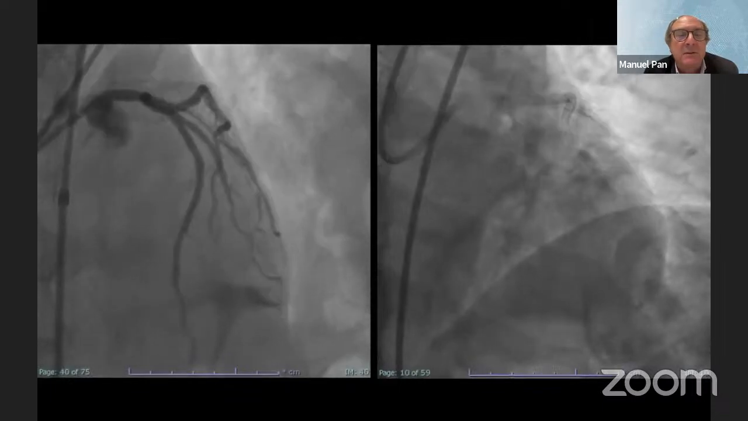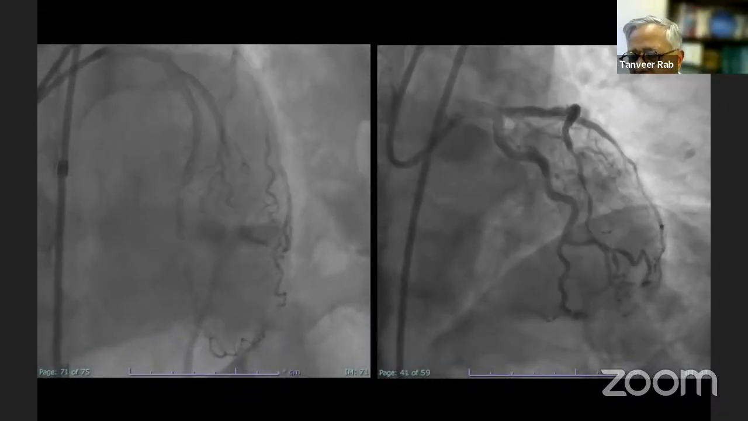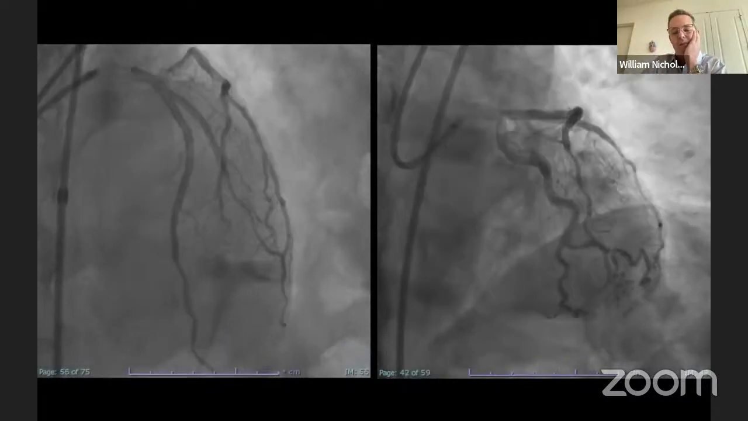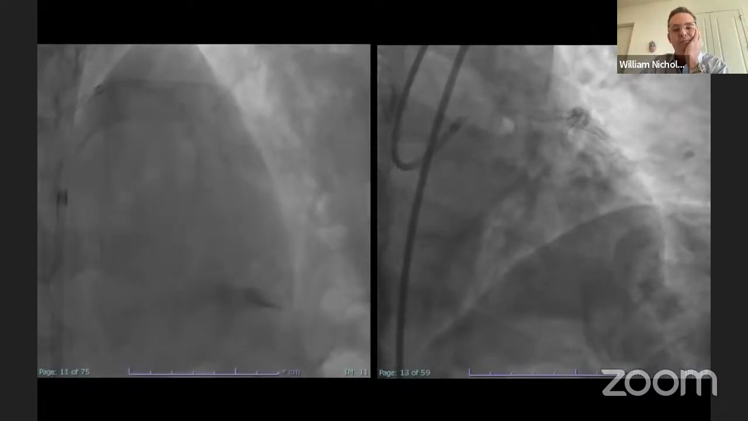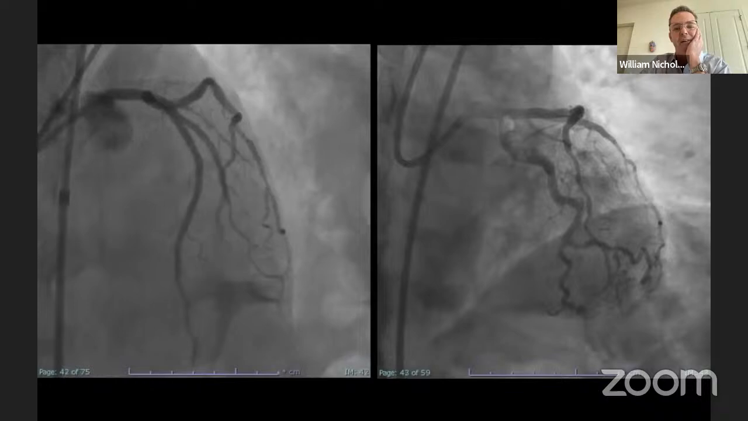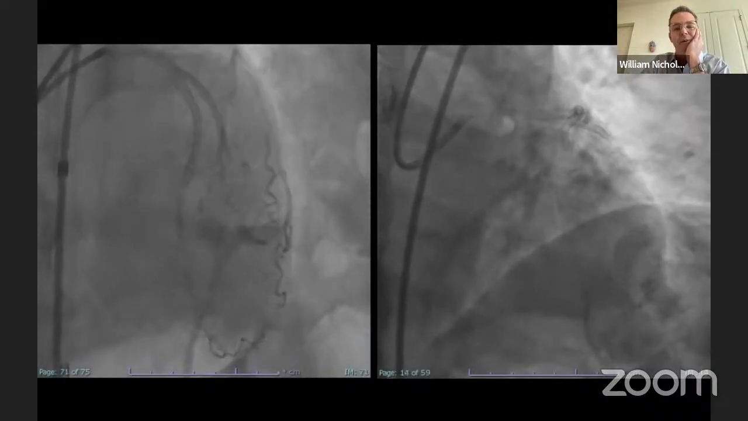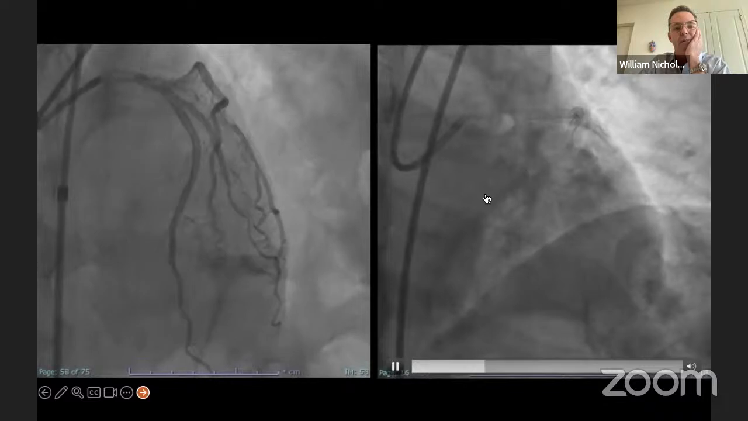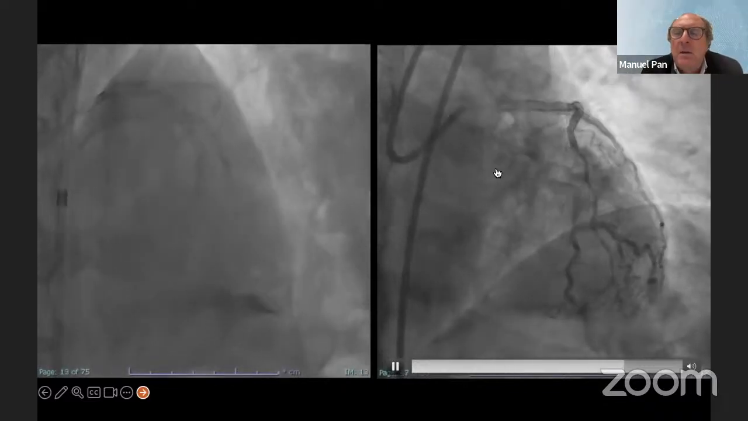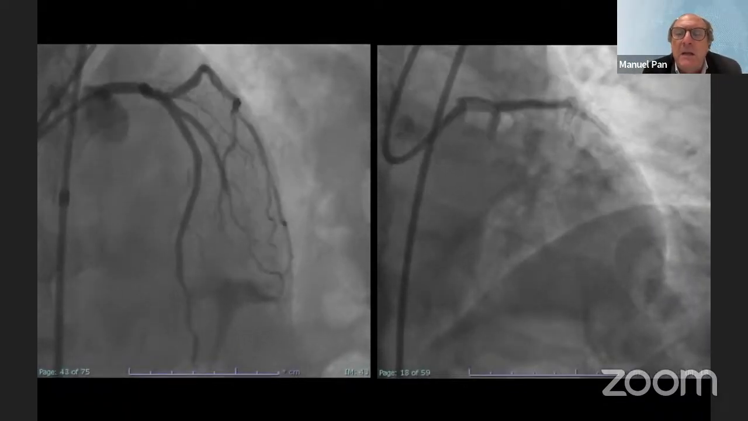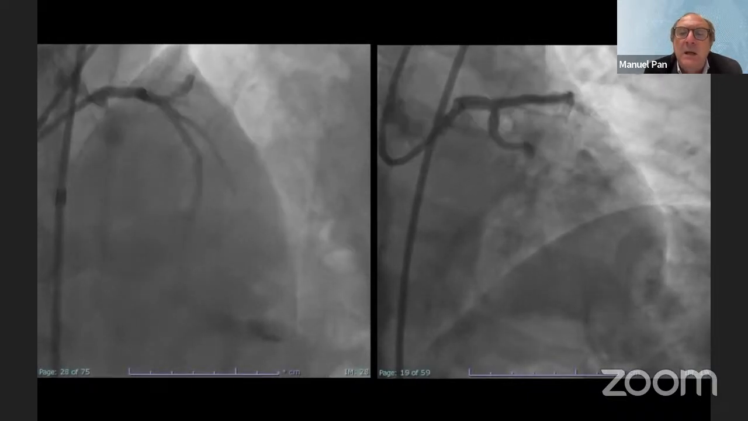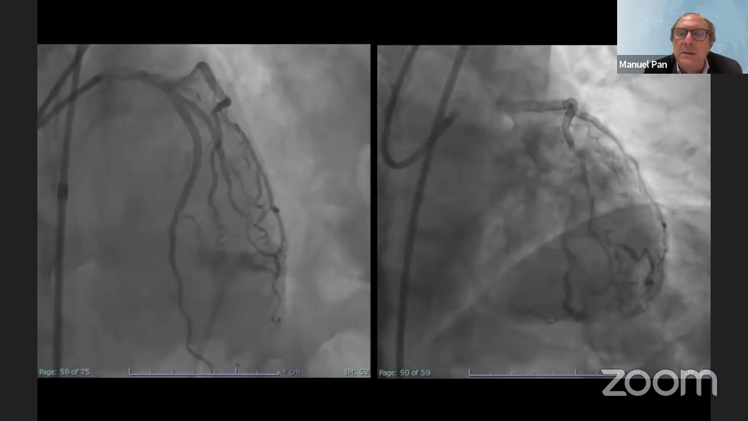So you didn't do anything in the ostial circumflex with kissing, right? You just crossed over. Is that right? We didn't, and we did IVUS into it. It looked clean, and I don't know what your feeling is, Dr. Pan, whether you would open up the stent strut into the circumflex or whether you would just leave it as it is. No, in my opinion, if angiographically the ostium of the circumflex is okay, I don't perform kissing, only in case of compromise.